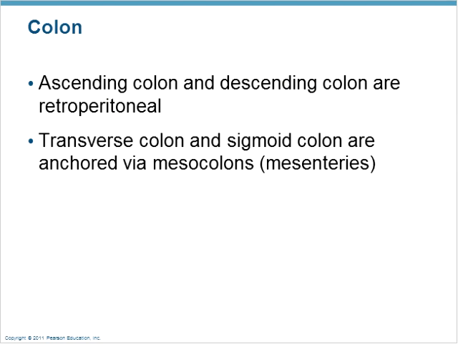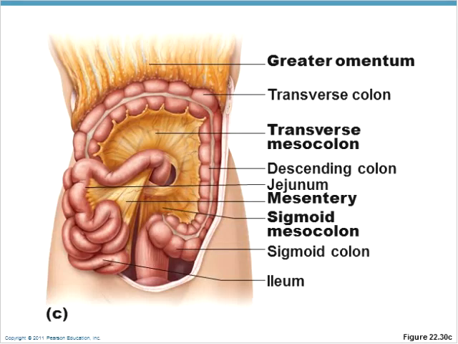The ascending colon and descending colon are both retroperitoneal, interestingly enough, and the transverse and sigmoid colons are anchored via the mesocolons or the mesentery, so they are not retroperitoneal. This talks about how they look. This takes you through that process.